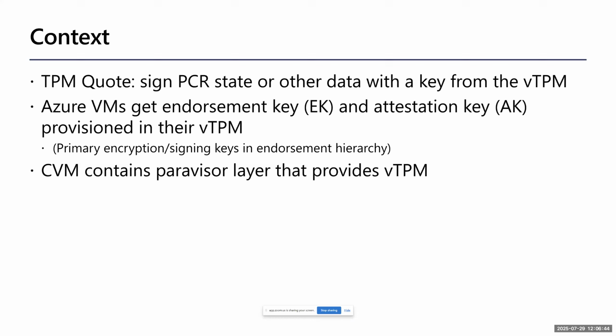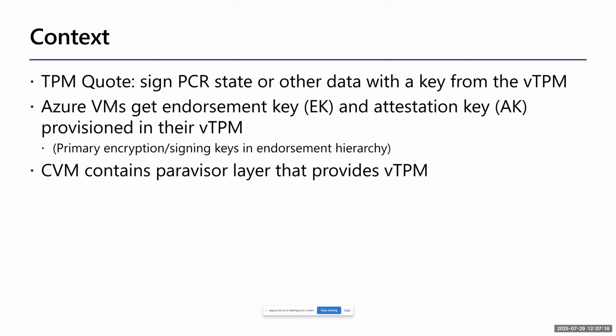When we create an Azure VM, its virtual TPM gets an endorsement key and what we call the attestation key, the EK and the AK, provisioned in the VTPM. These are primary encryption and signing keys in the TPM's endorsement hierarchy. And the way this works is, I believe, for confidential VMs, they're actually provisioned in the VTPM inside of the confidential VM at its first boot time, essentially.